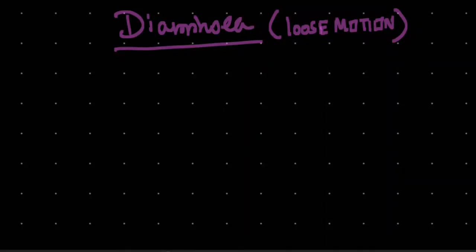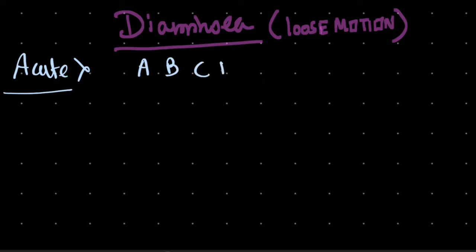About various causes of diarrhea. Again, like we have discussed in the video on constipation, diarrhea can be acute and chronic. So let's discuss acute diarrhea first. What are the causes of acute diarrhea? We can divide them as A, B, C, D, 4 causes. Now, A for allergic causes.